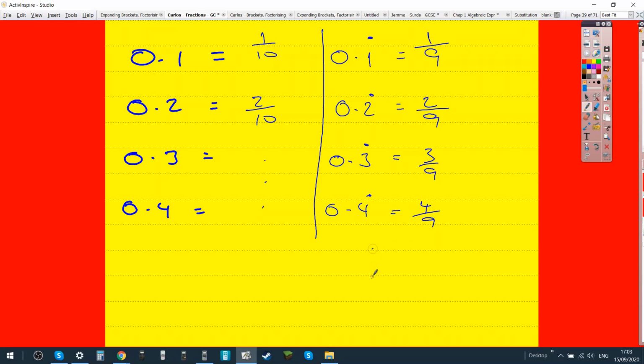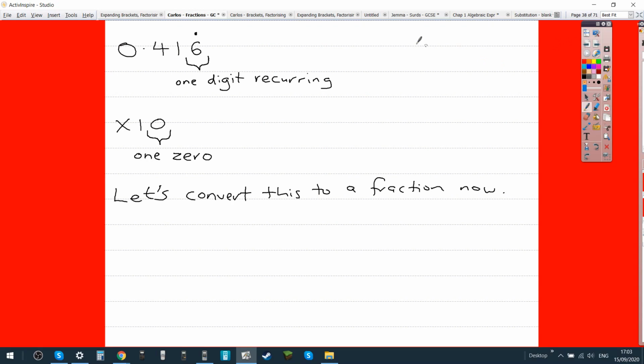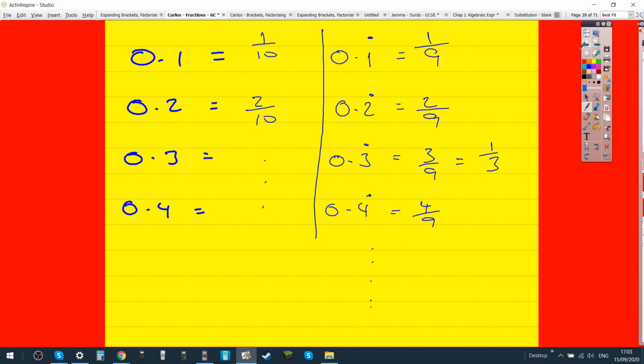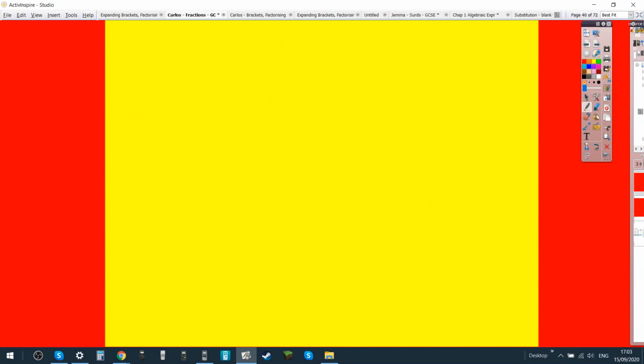Yep. And so on. And this one here, 3 over 9, that's the same as a third. And you can see 0.3 recurring, that's a third. You see that a lot. So this one here, or maybe I should just show something else as well.